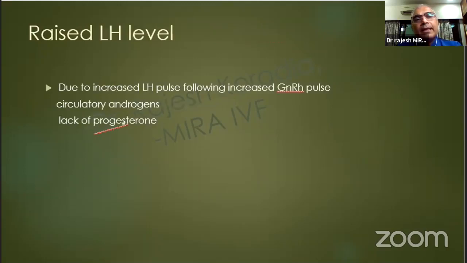Why is there a raised LH level? This is because of the increased LH pulse following increased GnRH pulse. And second, because of the circulatory androgens. And third, there is anovulation in PCOS. So there is a lack of progesterone and that does not cause a negative effect on the pituitary. So LH is not kept in check.